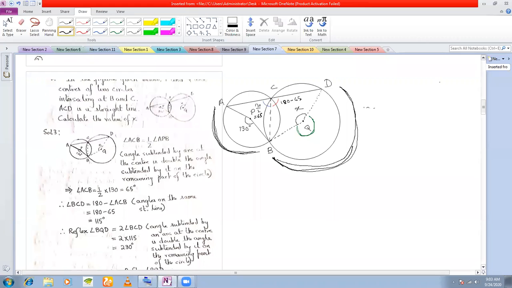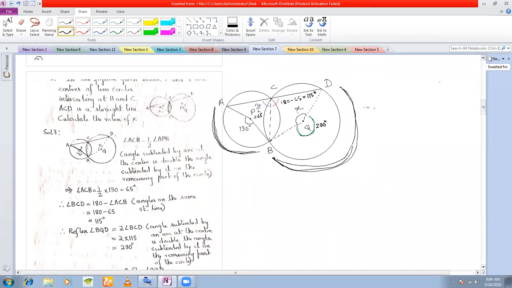So therefore this green angle at the center must be double of this red angle, and this red angle we have calculated 180 minus 65, which is, how much is 180 minus 65? And I think 115 degree. Okay, so this green angle must be 115 into 2, which is 230, double of 115.